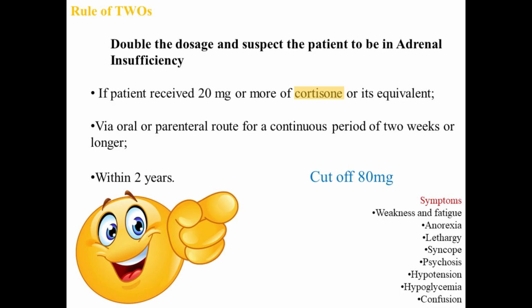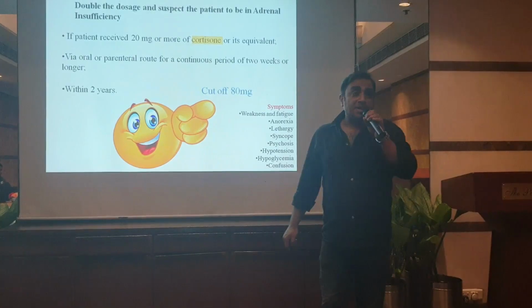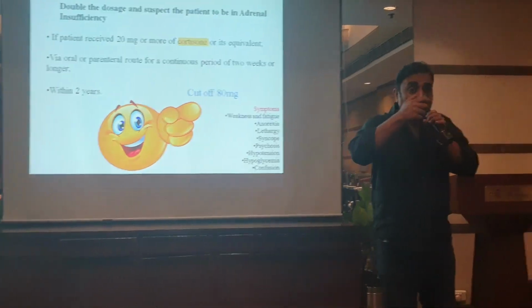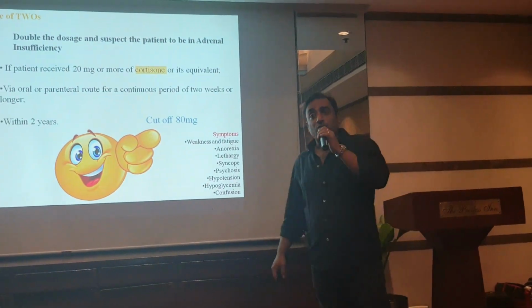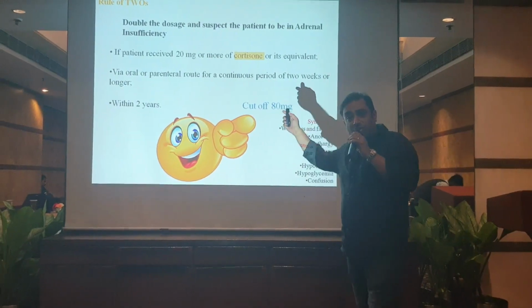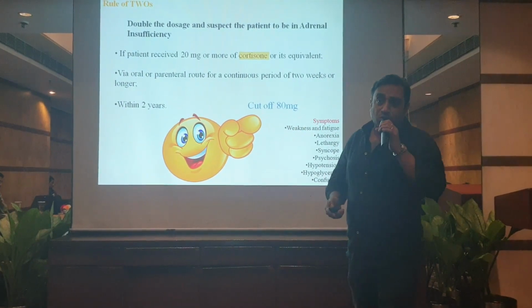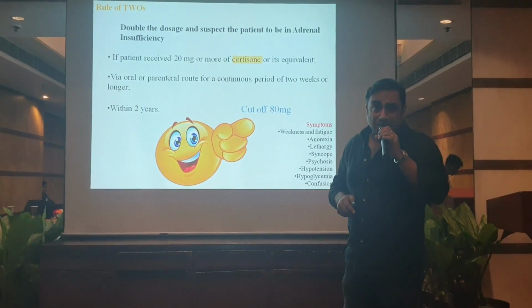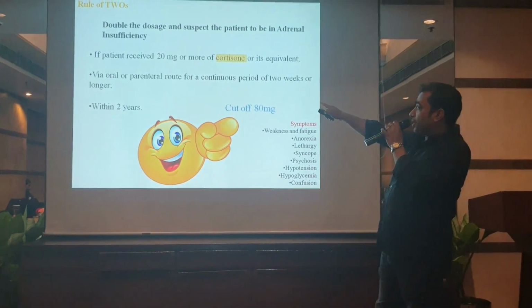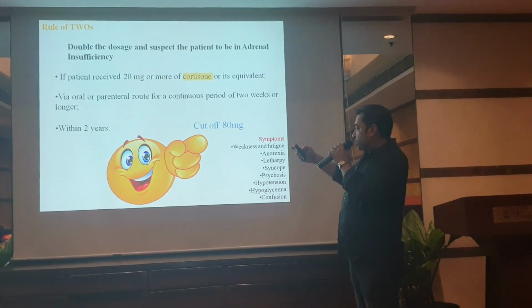The rule of two is double the dose, and always suspect the patient to have adrenal insufficiency if the patient is under steroid. If the patient receives 20 milligram or more of cortisone or its equivalent via oral or parenteral route. Why is this important? Because presently for asthma, plenty of people are getting inhalation steroids. Inhalation steroids do not count. You can carry on normal dental treatment on patients who are getting inhalation steroid or topical application of steroid. It is either in oral or parenteral route for periods of 2 weeks or longer.